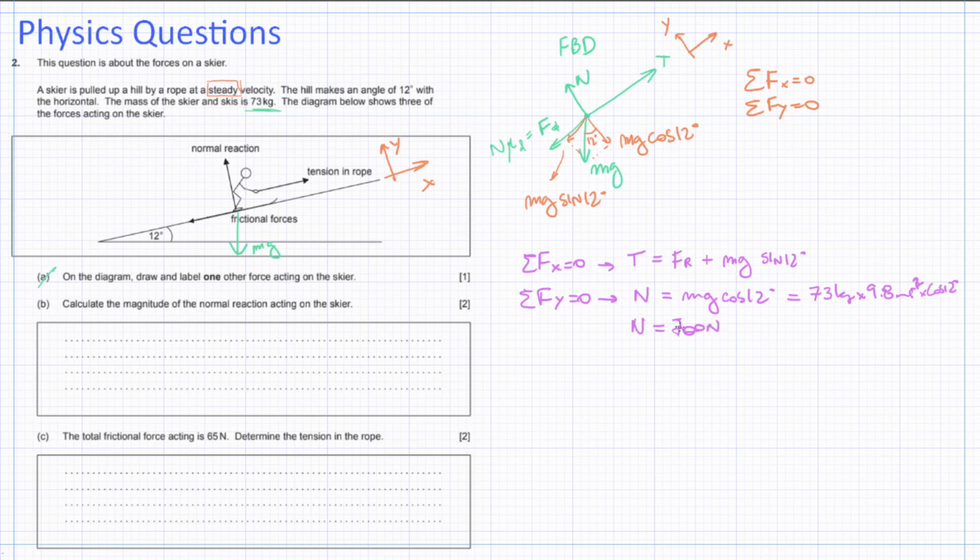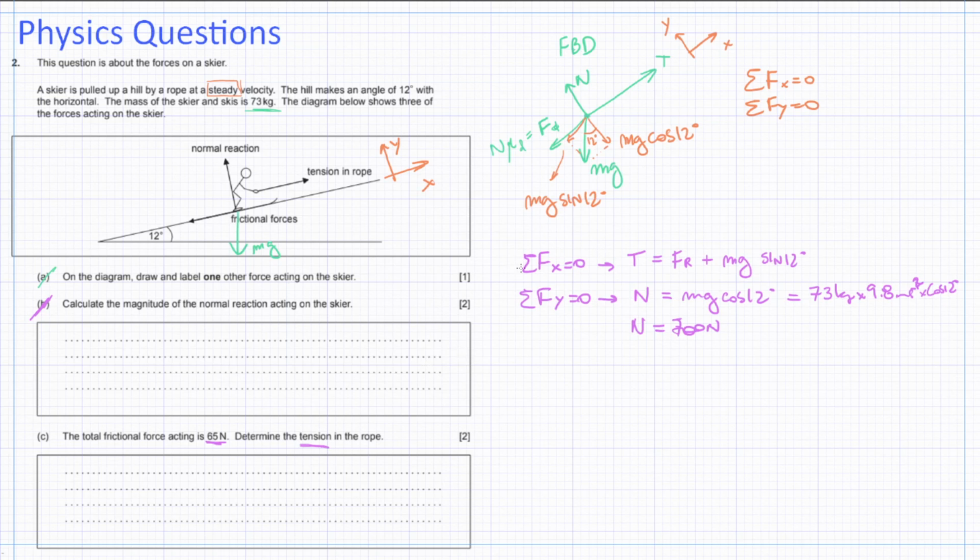Now please, this is normal force, and this is the unit for newtons, okay? This is not a normal force as well. So there we go, that's our normal reaction acting on the sphere. Now the next question is asking us for the total frictional force. Well, it's telling us that the total frictional force is 65 newtons and asking us to calculate the tension.